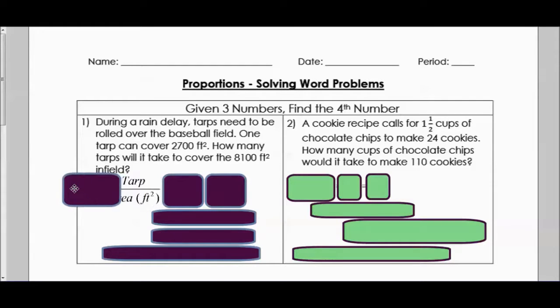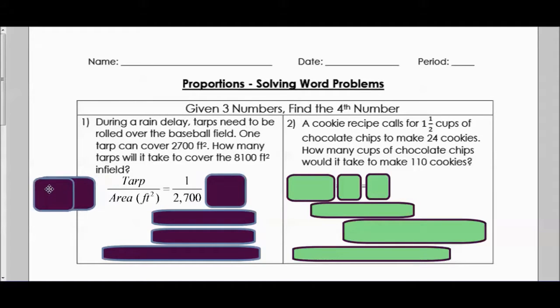We're comparing tarps to the area. A lot of the times we want to look for the units because that gives away what a number means. Feet squared always means area here, so we actually can write that either way. So the first relationship they give us is that one tarp covers this much. One tarp covers 2,700 feet squared. The second part, they tell us part of it. They tell us that we're trying to cover this much, but they don't tell us how many tarps we need. This is how we're setting up our proportion.